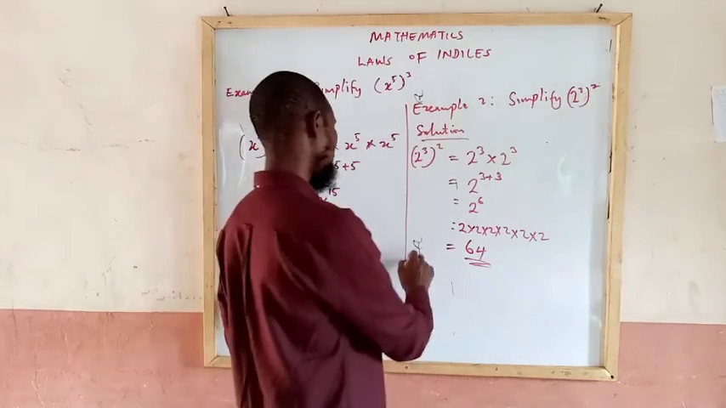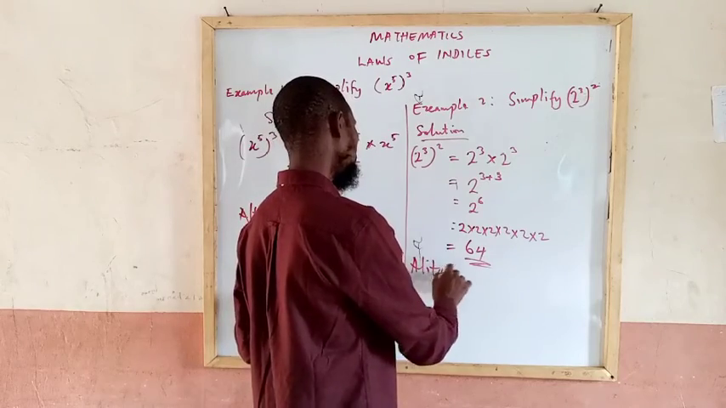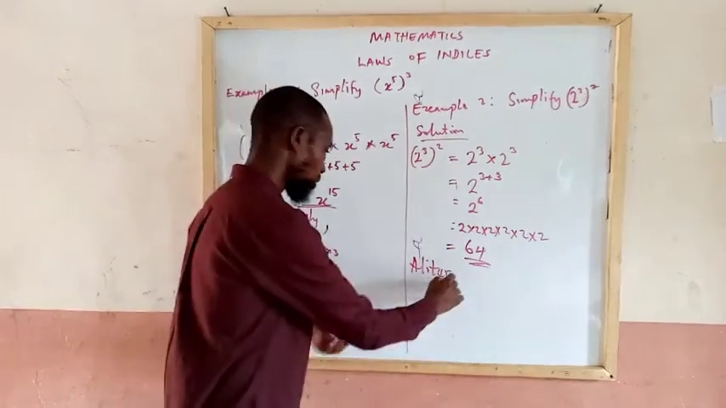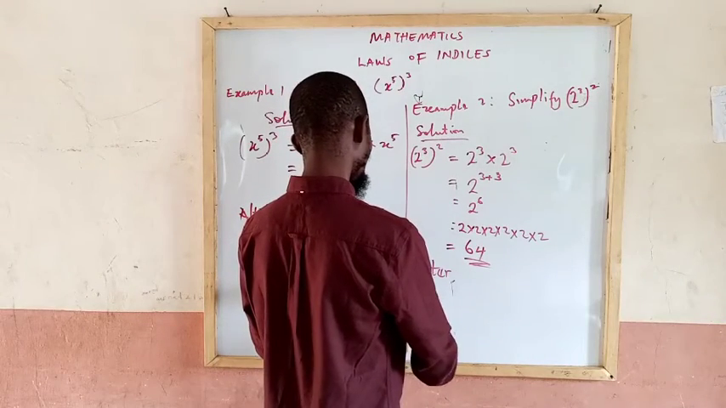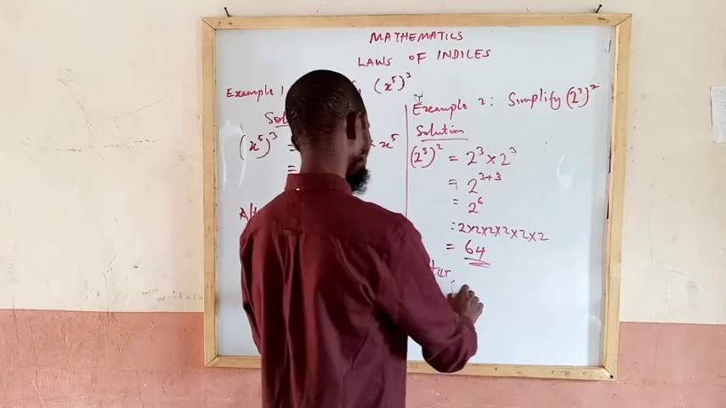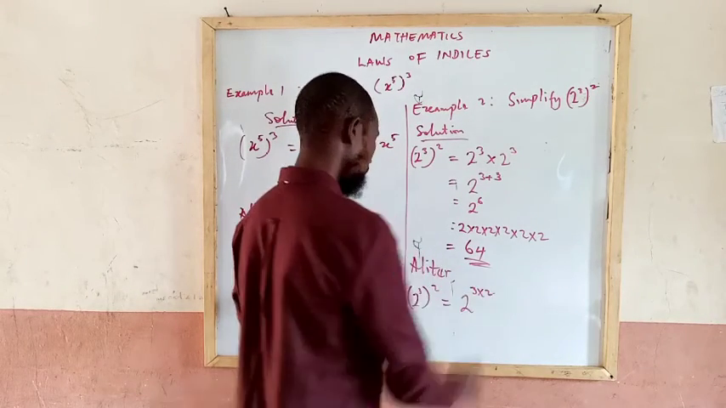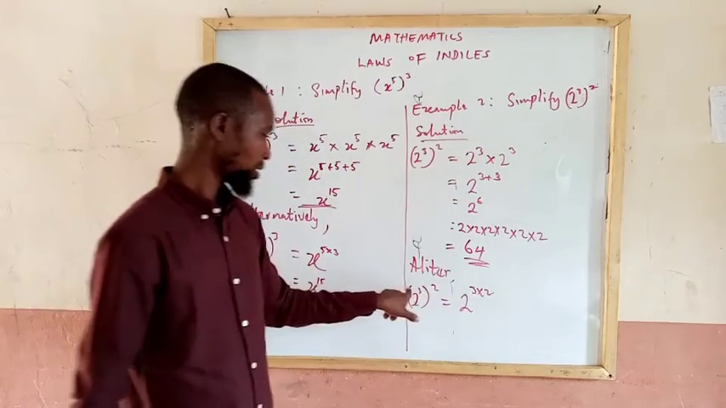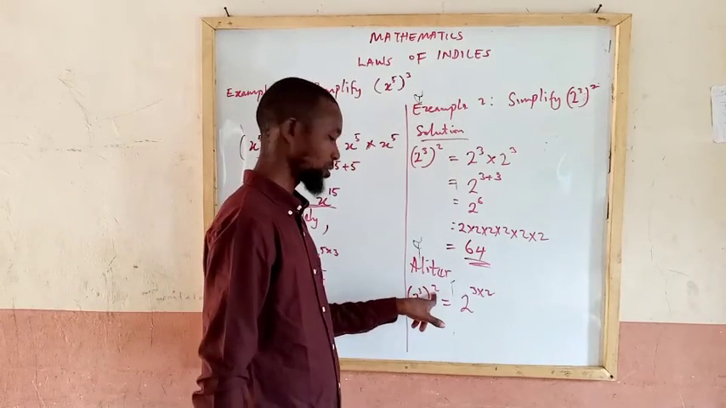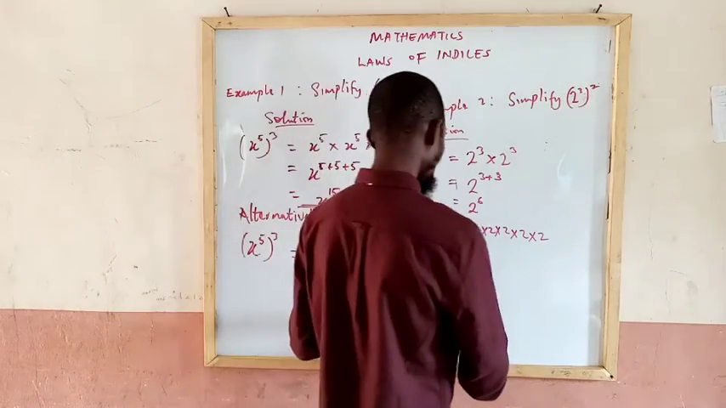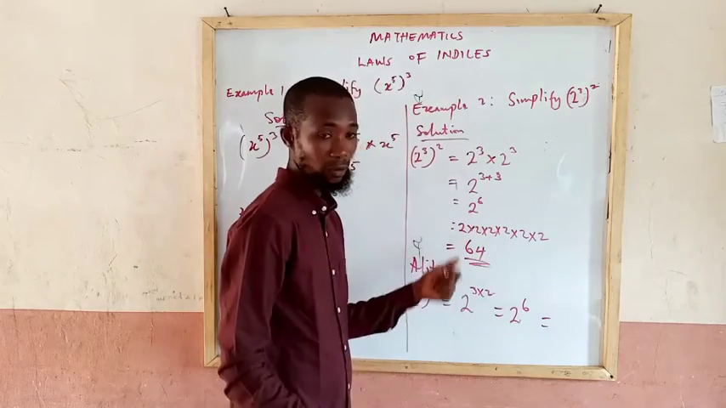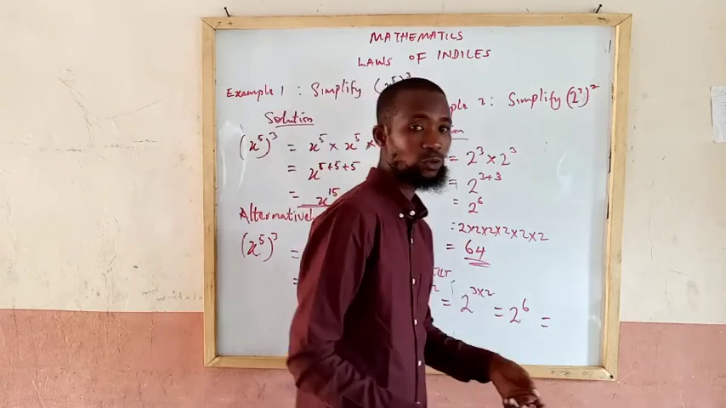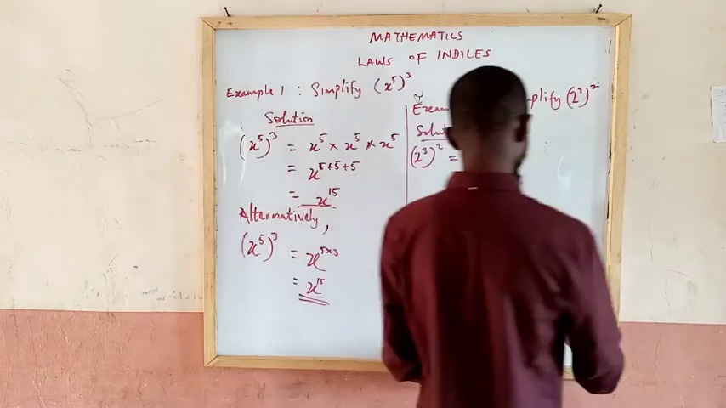If we are also to apply the other method, alternatively, 2 raised to the power 3 squared is the same thing as 2 raised to the power 3 times 2. Remember, the power inside the bracket will multiply the power that we have outside, and that gives the value of 2 raised to the power 6. And from what we did above, we can observe that the value of 2 raised to the power 6 is equal to 64.